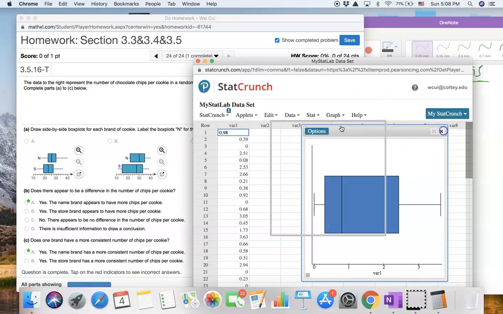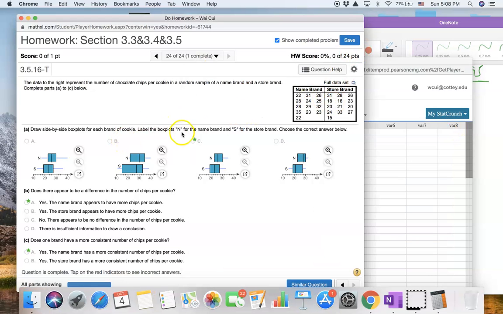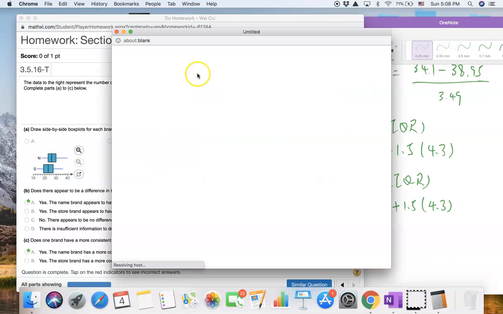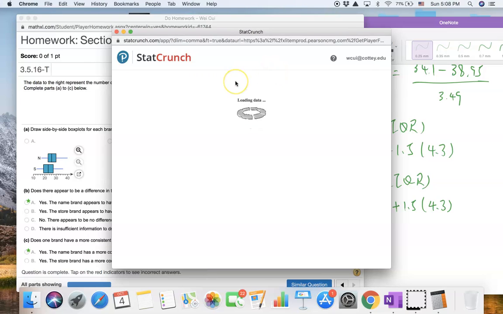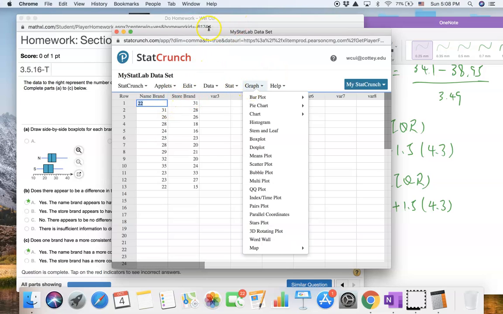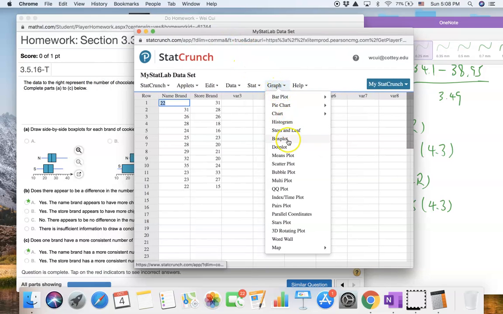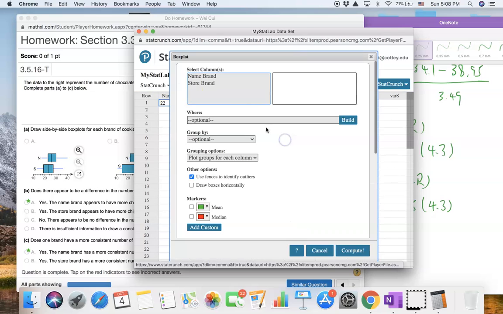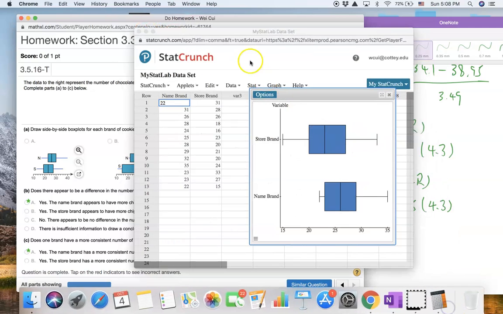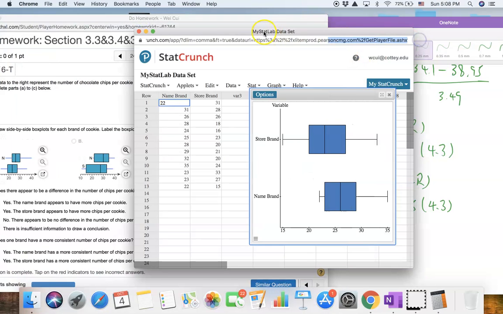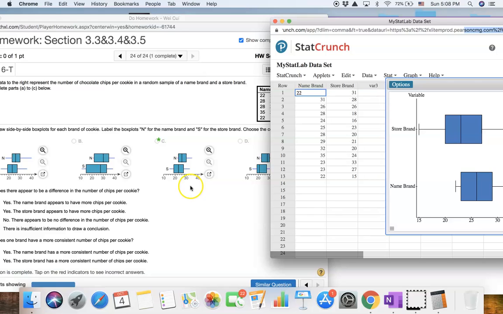Okay, for 24, we are asked to graph 2 box plots. So let's do that. Okay, after we open the data in StatCrunch, go to box plot. So we select both columns. Okay. Now, if we compare this result with the given options, we can see the answer is C. Right?